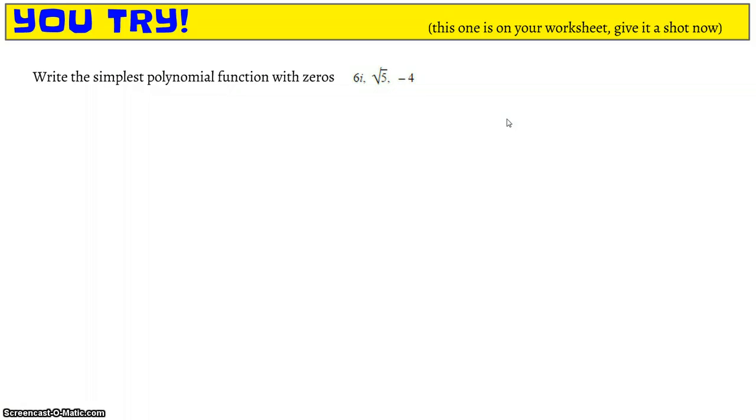Right? The simplest polynomial function was 0, 6i. Psst, guess what? That means minus 6i also shows up. So 6i, square root of 5. Guess what? Negative square root of 5 as well. Remember those pairs. And then -4. So 6i, square root of 5, -4. My hint to you is this will be degree 5. You try it. I'm asking you to play ball a little bit. You give it a try, even if you just set up the 5 factors. Even if that's all you can get done.